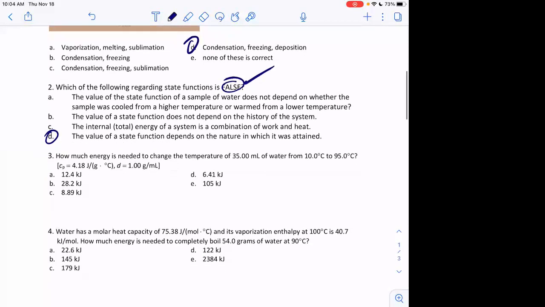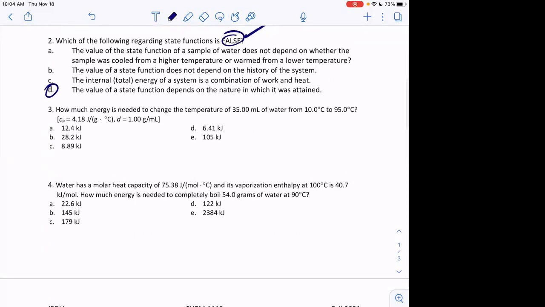All right, number 3. How much energy is needed to change the temperature of 35 mL of water from 10 degrees C to 95 degrees C? The specific heat of water is 4.18 joules per gram degree C. The density of water is 1 gram per mL. What do we do here? What's the equation we're going to use? Yeah, Q equals mC delta T, right? Kind of what we always start with.